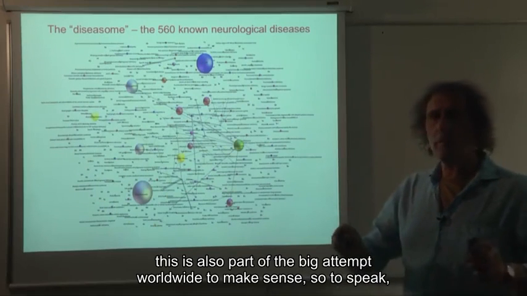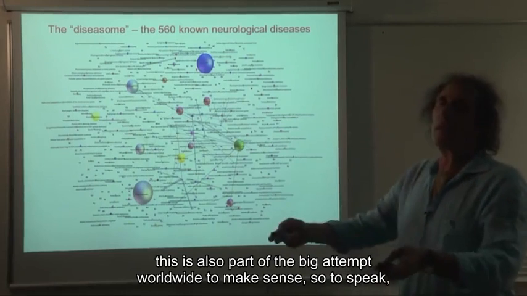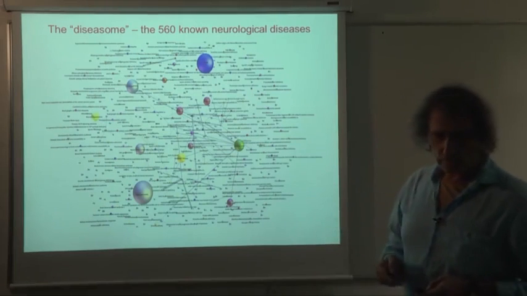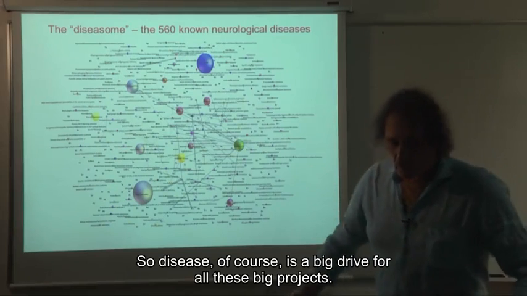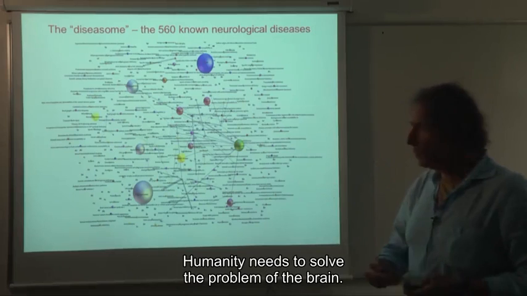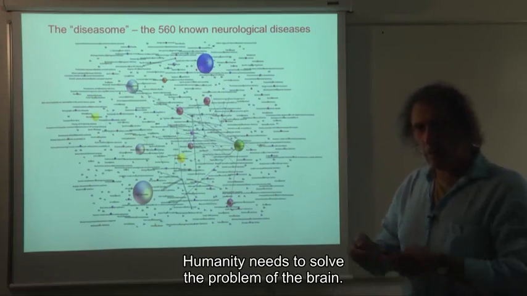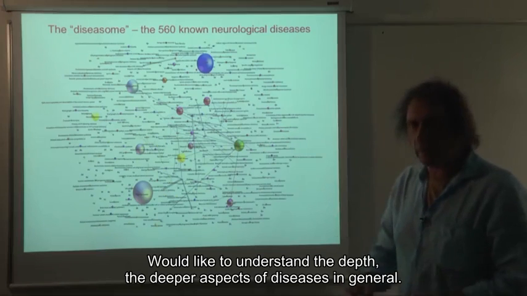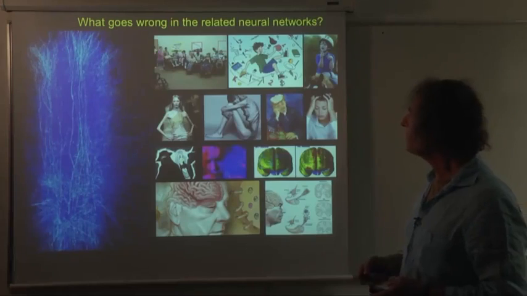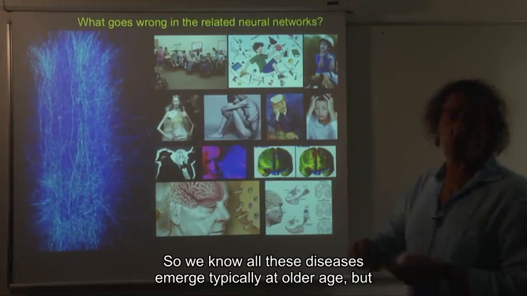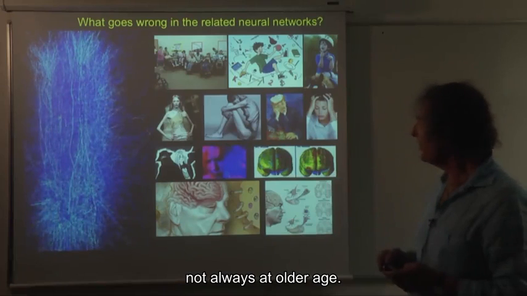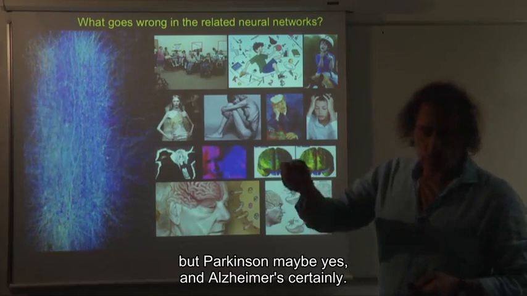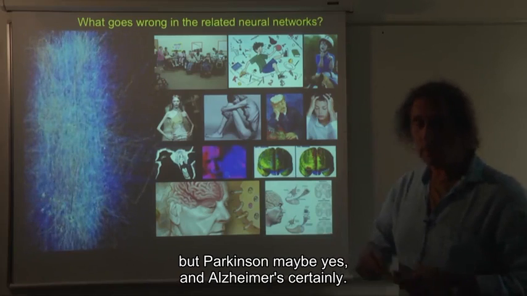And this is also part of a big attempt worldwide to make sense, so to speak, of diseases. This is also part of the Human Brain Project, which I will mention later on. So diseases, of course, are a big drive for all these big projects. Humanity needs to solve the problem of the brain. I mentioned some solutions that are more symptomatic. We would like to understand the deeper aspects of diseases in general. We know all these diseases emerge typically at older age, but not always. For example, autism is not a disease of older age, but Parkinson's maybe yes, and Alzheimer's certainly.